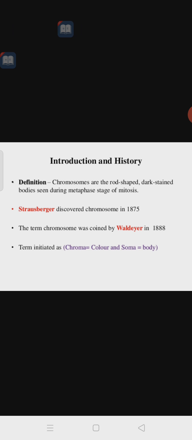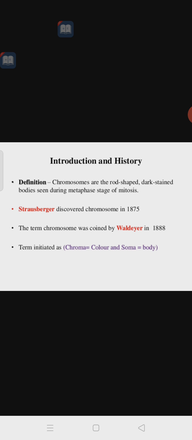So chromosomes are called the rod shaped dark stained bodies seen during the metaphase stage of the mitosis. These are the rod like structures which are present in the nucleus, within the fluid like part called the nucleus, and you can see them under the metaphase stage of the mitosis. Mitosis, that is the cell division, occurs in the somatic cells. Okay, in that you can see the proper structure of the chromosomes.